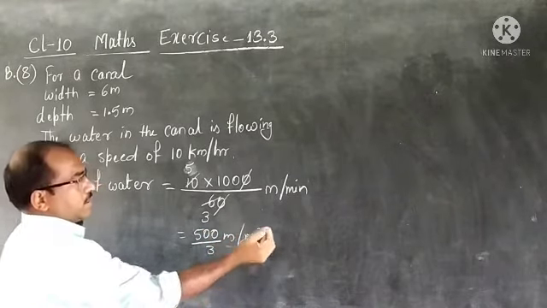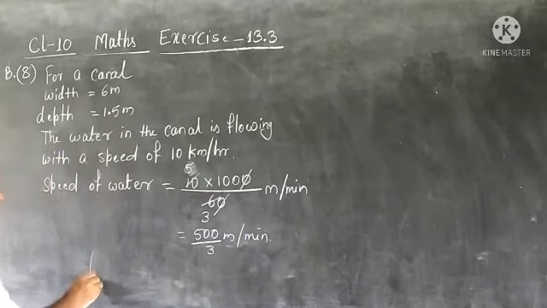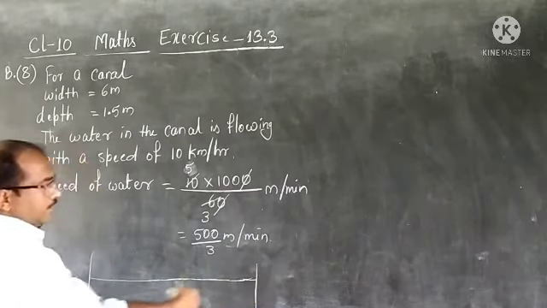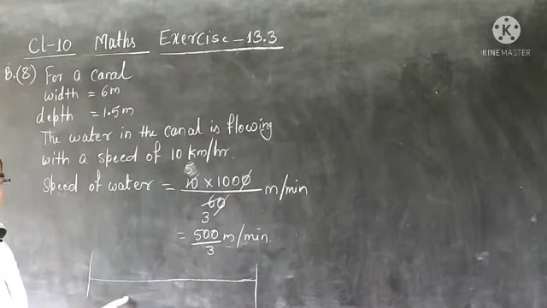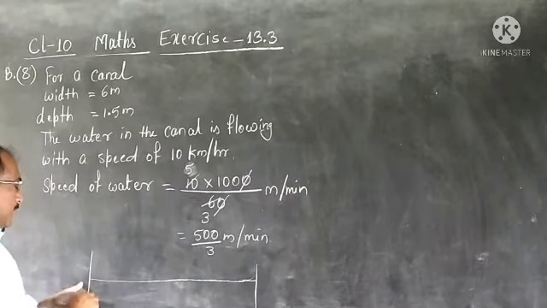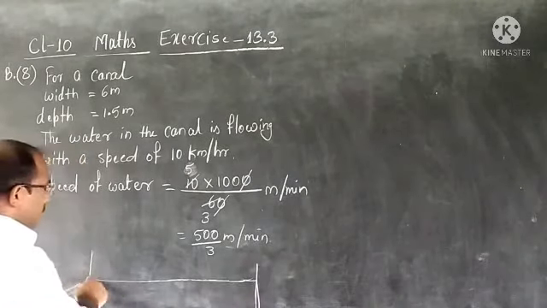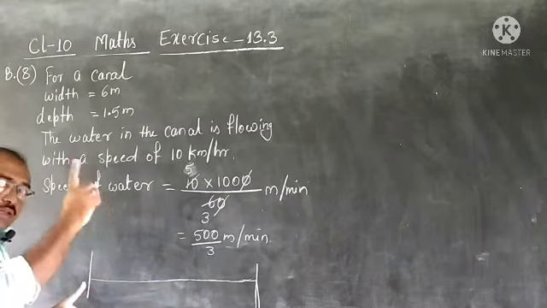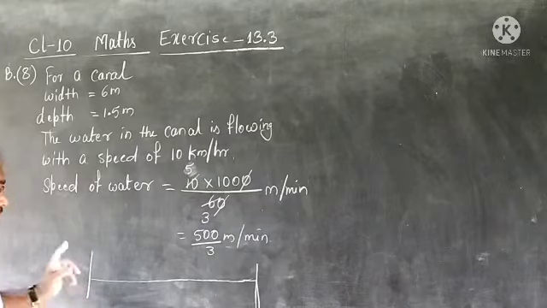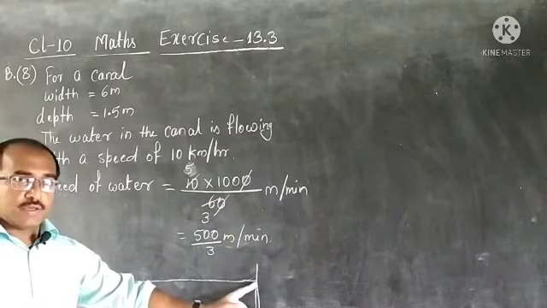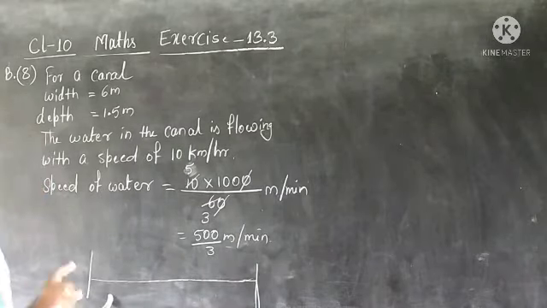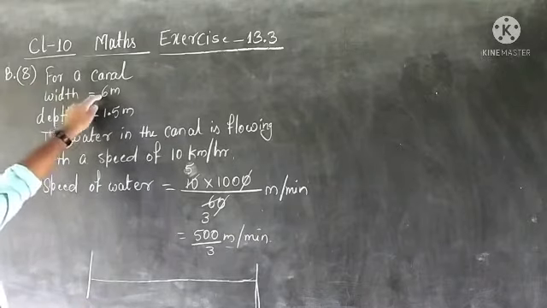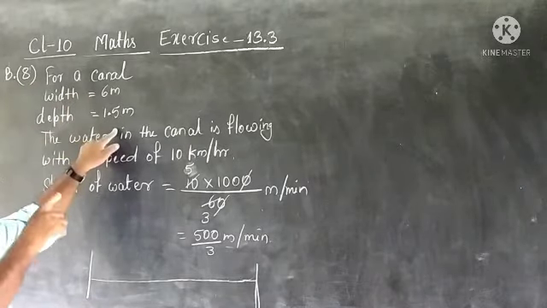Now, let us understand something more. The water in the canal from here to here is flowing, that is 500 by 3 meter in 1 minute. That means, every minute the water is covering this distance, that is the length of water in 1 minute in the canal. Once more, in 1 minute the length of water in the canal is 500 by 3 meter, and the width and depth are 6 and 1.5.